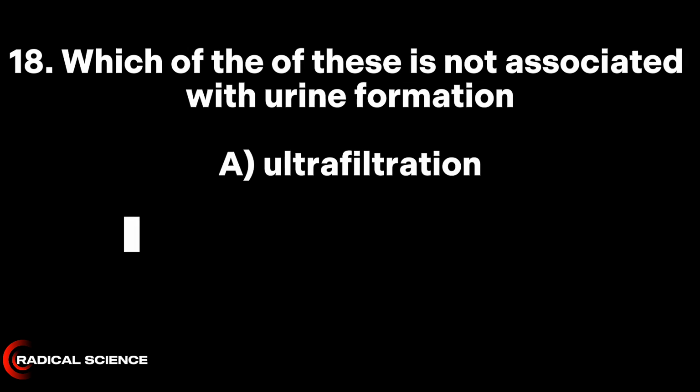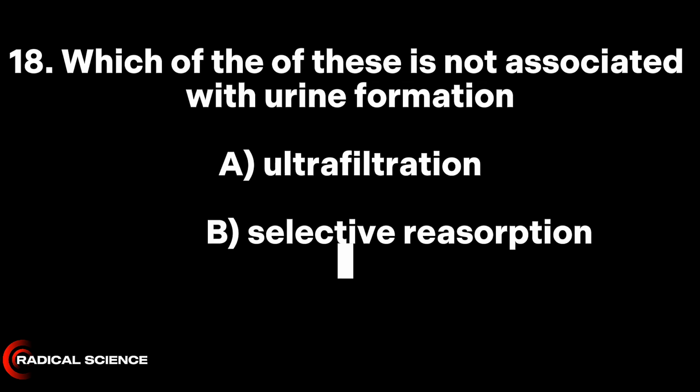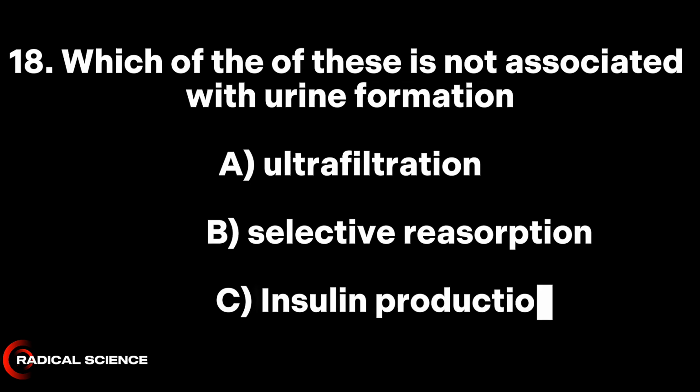Which of the following is not associated with urine formation? A. Ultrafiltration, B. Selective reabsorption, C. Insulin production, D. Hormonal secretion.